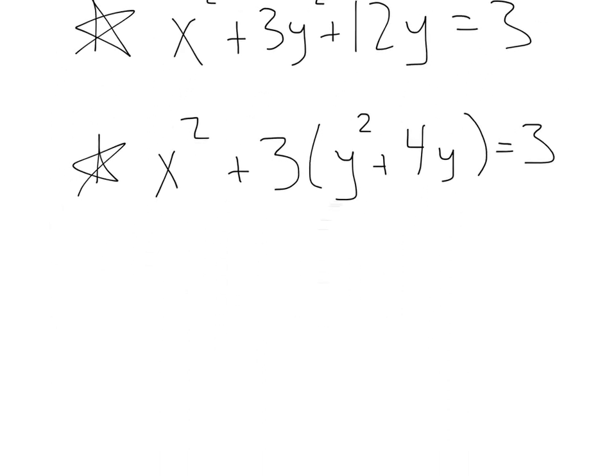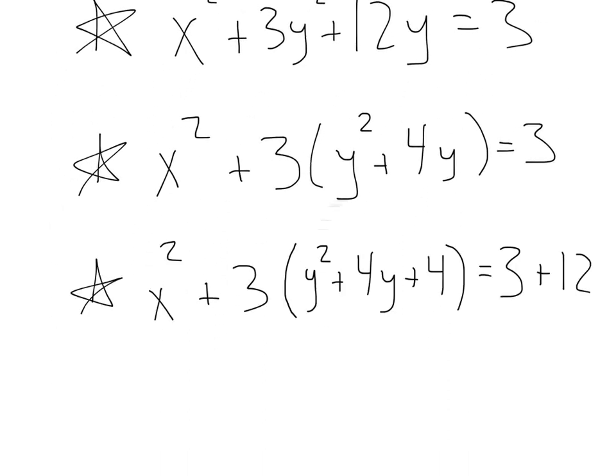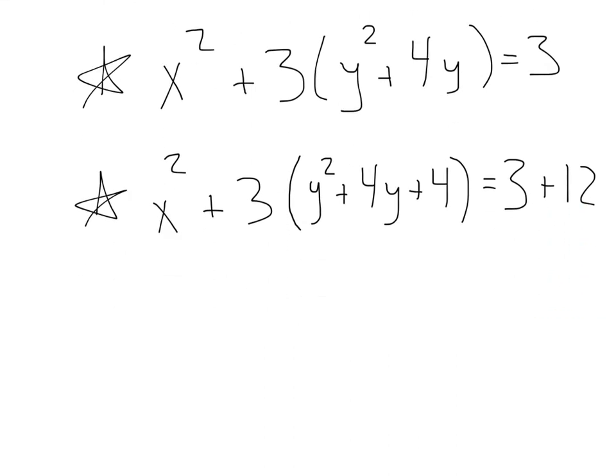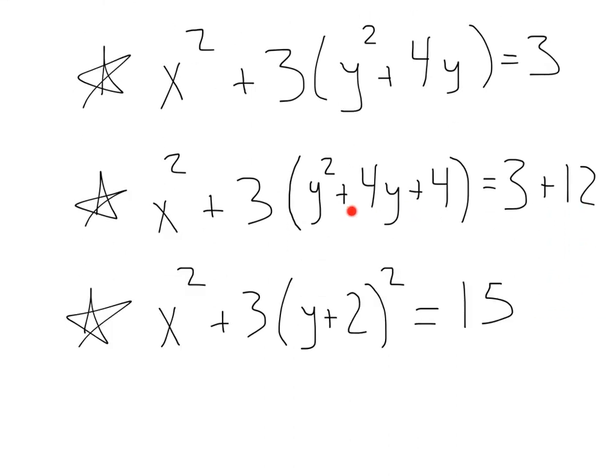Next, let's complete the square. Again, looks like our x squared is already done. So we want to cut this 4 in half. 4 divided by 2 is 2. Square that, 4. We add 4 here, and then we account for this 3. That'll be 3 times 4. So we add 12 to the right side. Finishing off completing the square, we rewrite this y squared plus 4y plus 4 as y plus 2 squared.